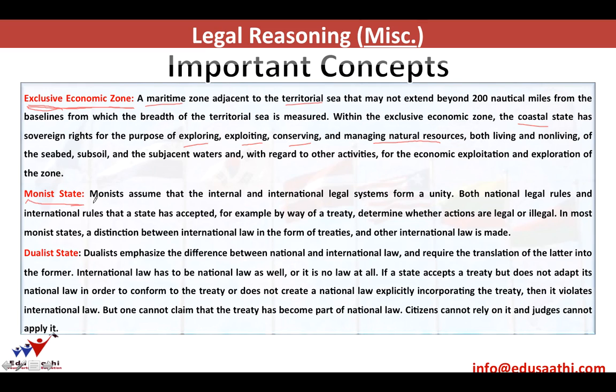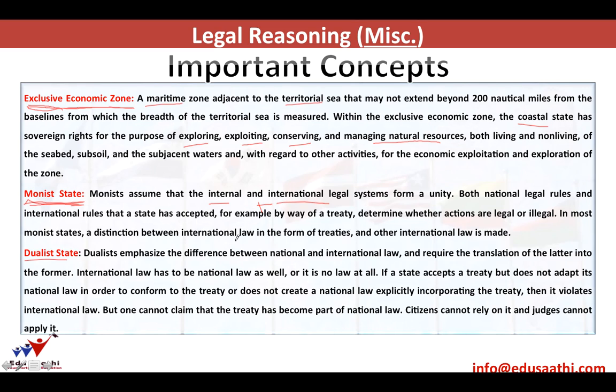Next is monist state. Monist state assumes that internal and international legal systems form a unity. So these kinds of states are rarely there who actually believe that the internal legal system should be similar. Whatever the international rules are, the state accepts them as they are by way of treaty or any other way. So in this case, the international law actually becomes the internal law also. So monist states are the ones who form the unity between internal and international law together.